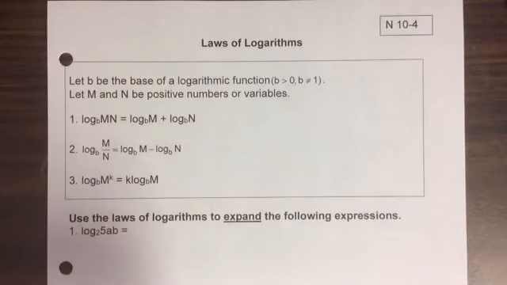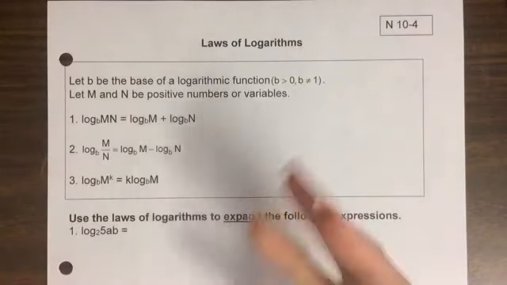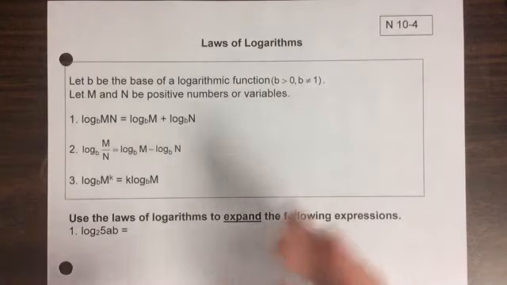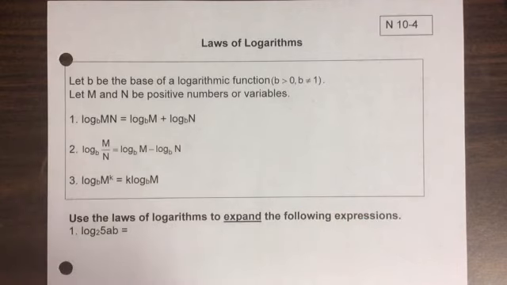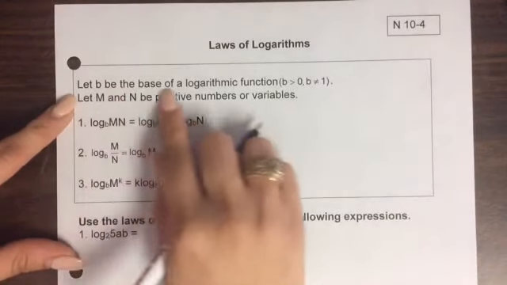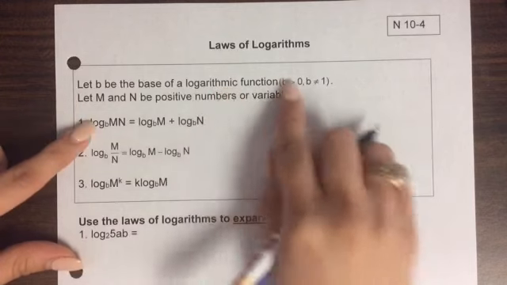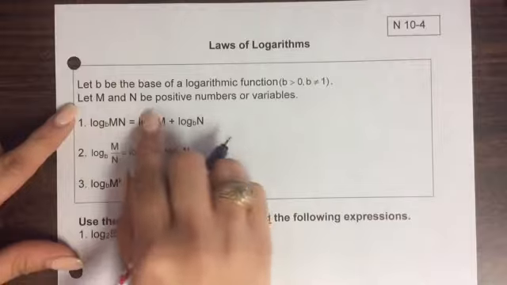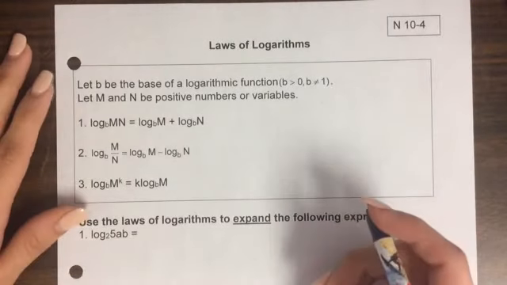So what we are going to be talking about in this lesson is the laws of logarithms. Just like how we had laws of exponentials, it's kind of the same rules, like that little song and dance that we used to talk about. If we take a look at this really quickly, it says let b be the base of your log function. Make sure it's not 1 and it's greater than 0. And let m and n be positive numbers, right?